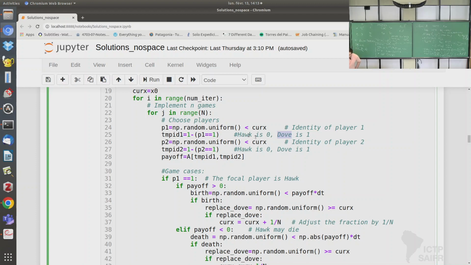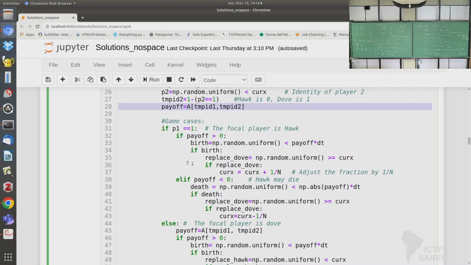You can also just say if P1 is 0, you have a hawk. If P1 is 1, you have a dove, okay? You can also have a double if statement, which is a little longer, but you can read it more easily. You do the same thing for player 2, so you draw player 2, and then you evaluate the payoff matrix for player 1, player 2, so you have what we call P, P1, P2. It's this thing here, okay? It's what's called payoff here.